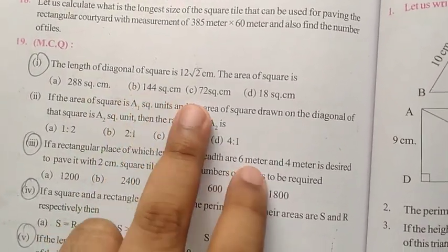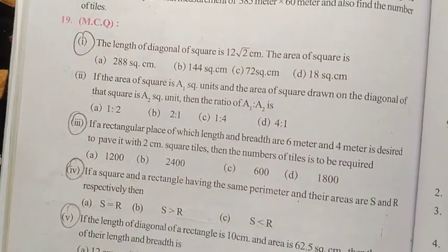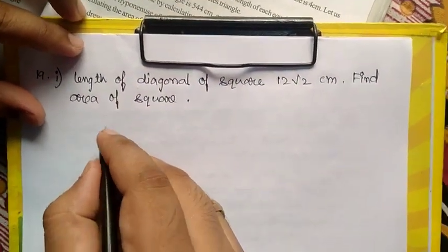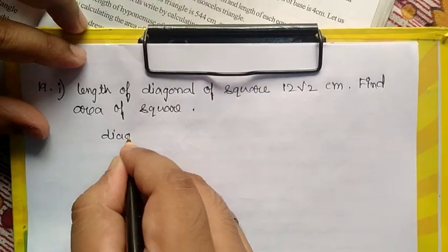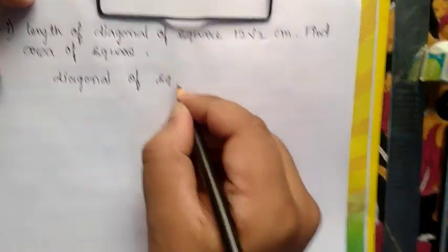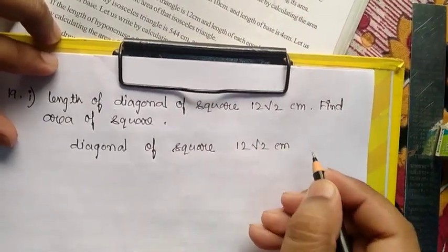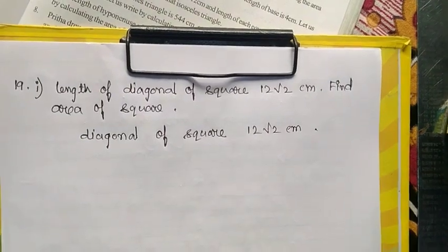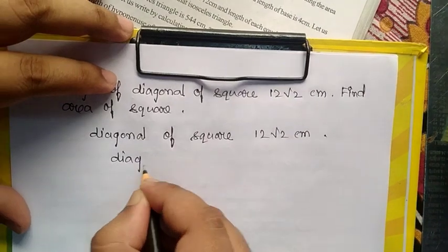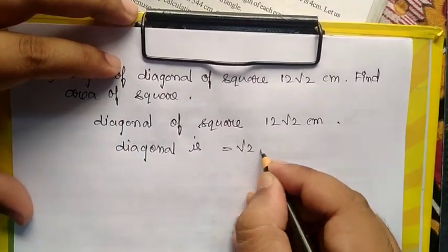The length of diagonal of square is 12 root 2 centimeter. The area of the square is. So we have to find the area of the square. So now we know that the diagonal of a square is 12 root 2 centimeter. What is the formula of diagonal of a square? We know that diagonal of a square is root 2 into side.